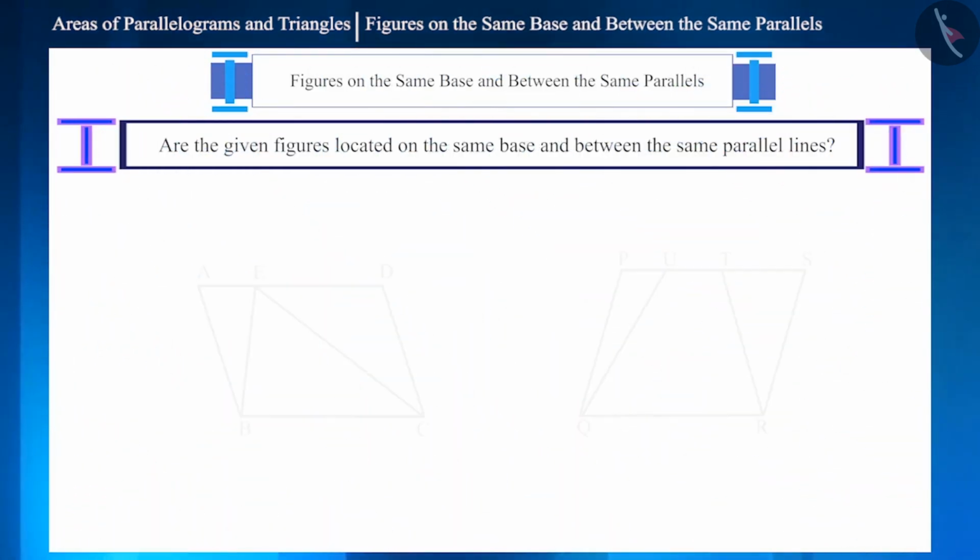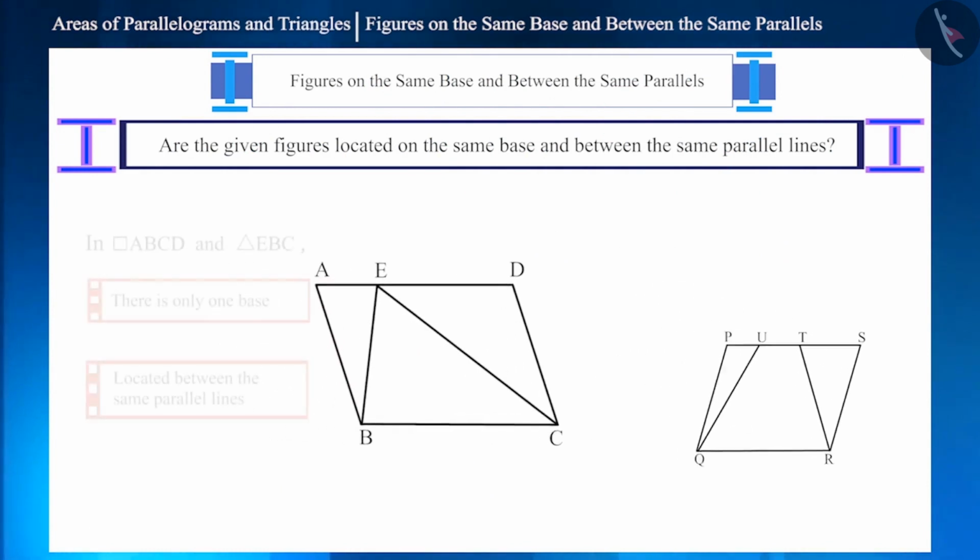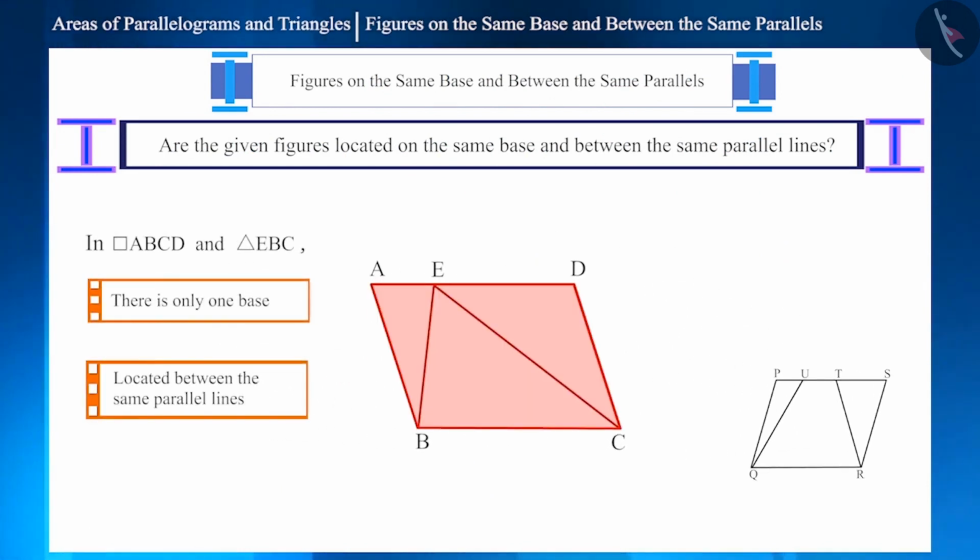Let us now see the last few figures. In the first figure, parallelogram ABCD and triangle EBC are located on the same base BC, and the two are located between the same parallel lines AD and BC. Note that of the two parallel lines, one line is the base BC. Vertex E of triangle EBC, facing the base BC, and the vertices of parallelogram ABCD opposite the base BC lie on the parallel line AD.